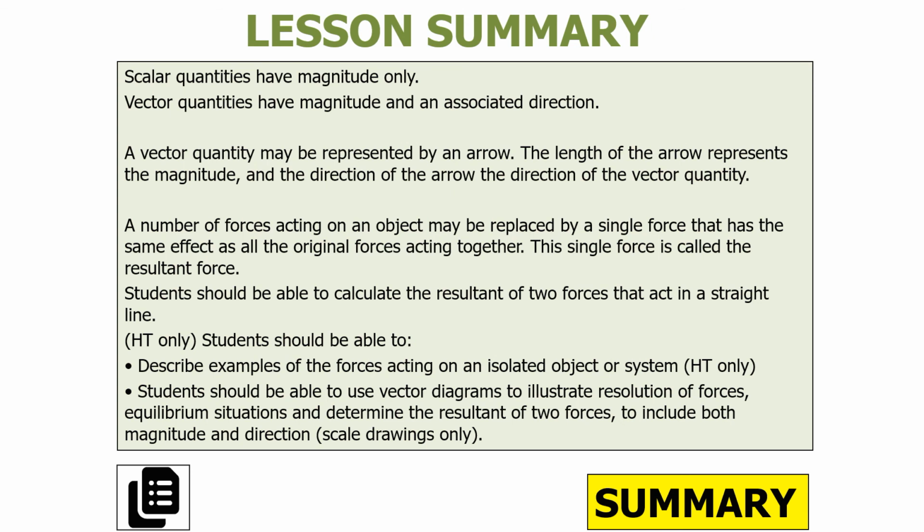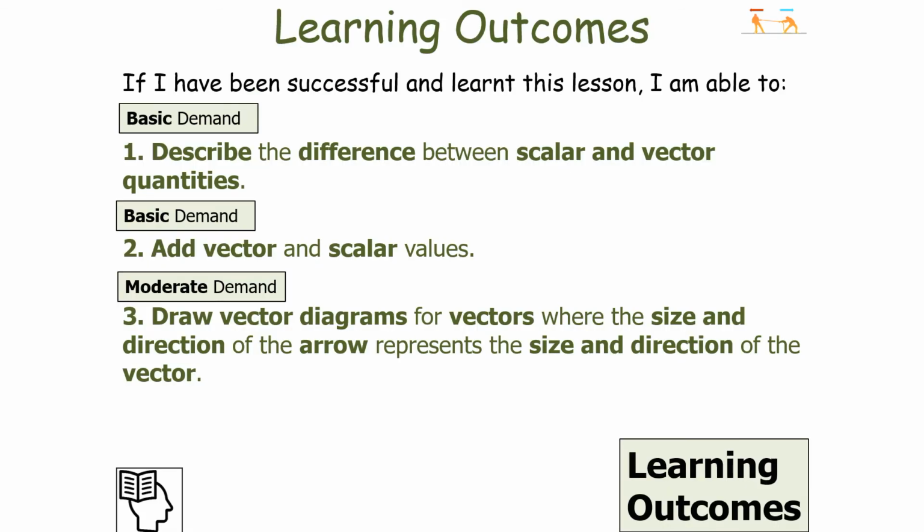Now you should be able to calculate the resultant of two forces that act in a straight line, and you should be able to describe examples of forces that act on isolated objects or systems, and use vector diagrams to illustrate the resolution of forces and determine the resultant of two forces including both magnitude and directions with scale diagrams. So if we've been successful and we've learned in today's lesson, we should be able to describe the differences between scalar and vector quantities, add vector and scalar quantities, and finally draw vector diagrams for vectors where the size and the direction of the arrow represents the size and the direction of the vector.